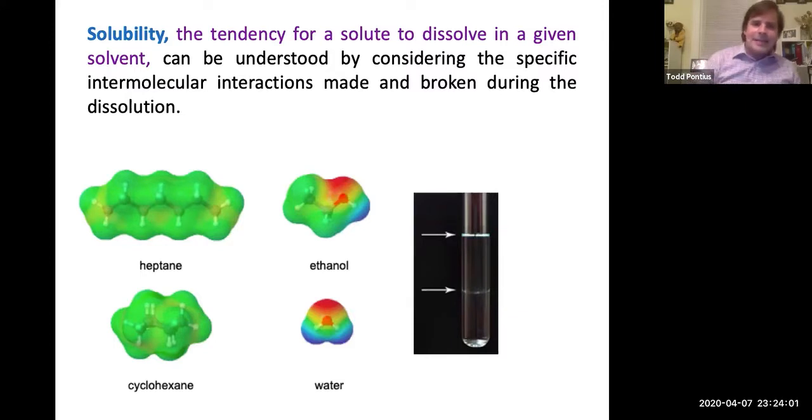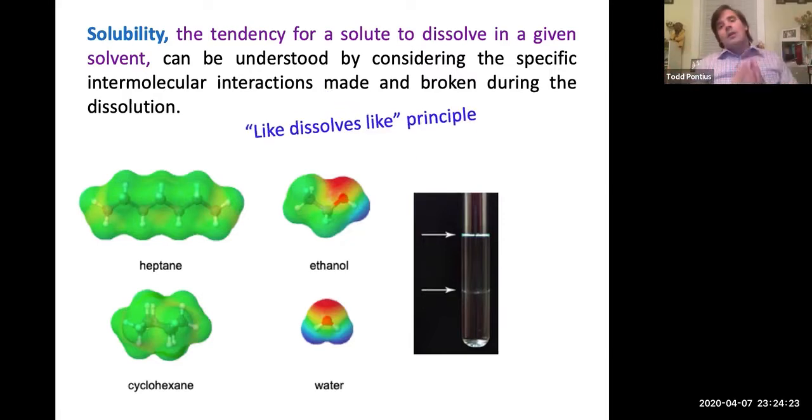We have heptane and cycloheptane. Heptane and cycloheptane only have London dispersion forces going for them. It turns out that molecules that form similar types of intermolecular forces have a better tendency to dissolve within each other. So heptane and cycloheptane, for example, would dissolve pretty well. We call this the like dissolves like principle. So a massive amount of hydrocarbon character will dissolve readily in something else with a lot of hydrocarbon character, because that final step where you get the solute-solvent interactions ends up being more favorable.